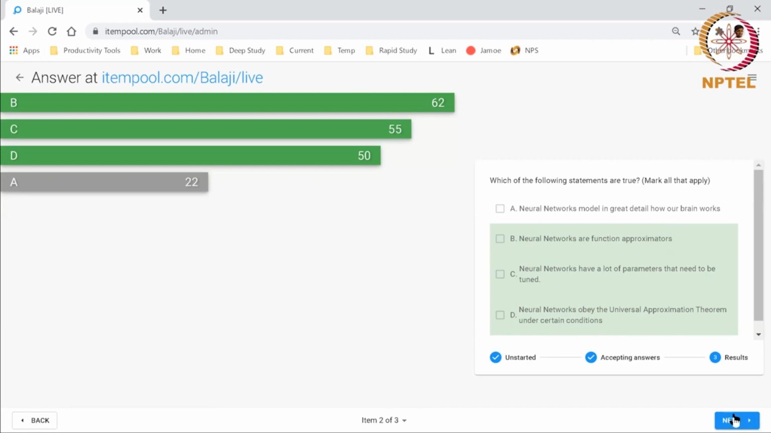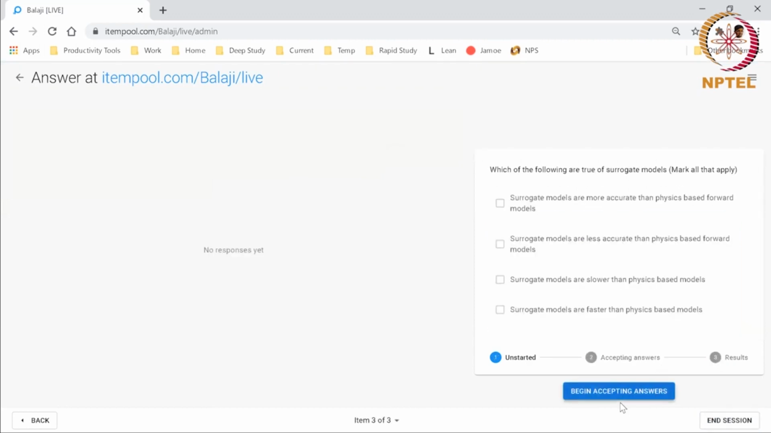Okay, so final question for this session. I had talked about something called surrogate models. Once again, mark all that applies to surrogate models.